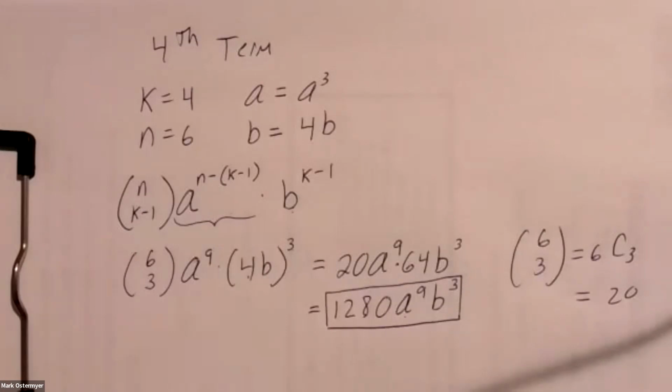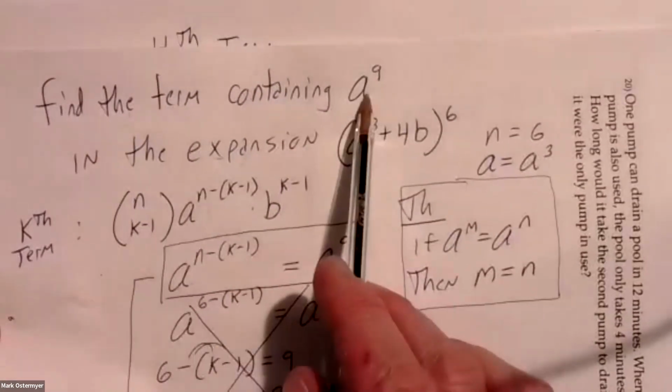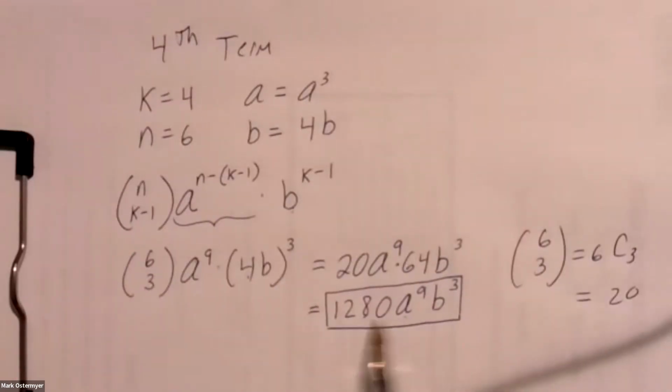But do we understand how we found the term that contains a to the 9th? We found the term that contains a to the 9th for this binomial expansion, and that term is this. This is the term. That's the 4th term. Any questions on how we went about that?